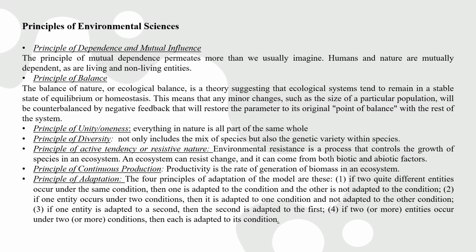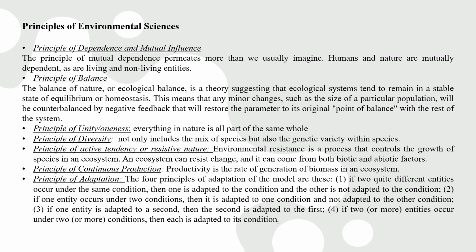So here are some principles of environmental sciences, or we may say environmental studies or ecology. The first principle is principle of dependence and mutual influence. The principle of mutual independence says that mutual influence or mutual dependence among the living and non-living, or between any two living organisms, is more than we can imagine, more than we can understand, more than we can perceive. So it is a very important principle of environment, that everything is directly or indirectly dependent upon any other living or non-living entity in the environment, in a specific ecosystem.